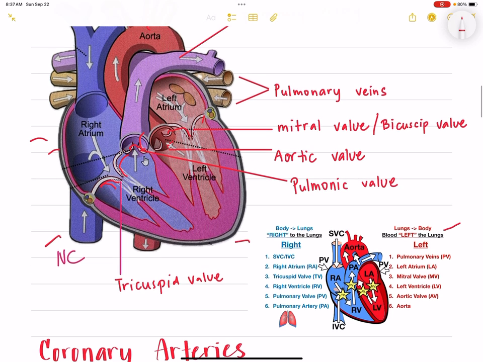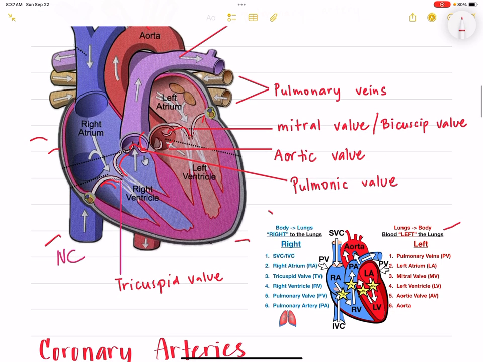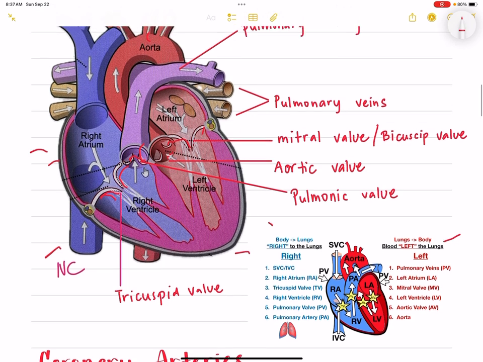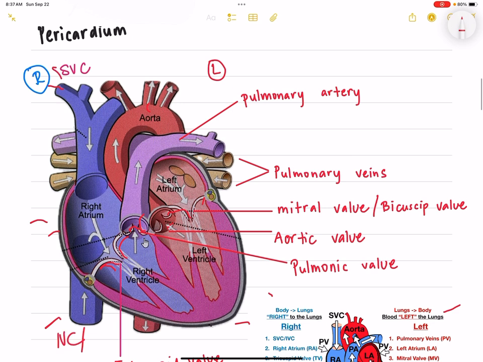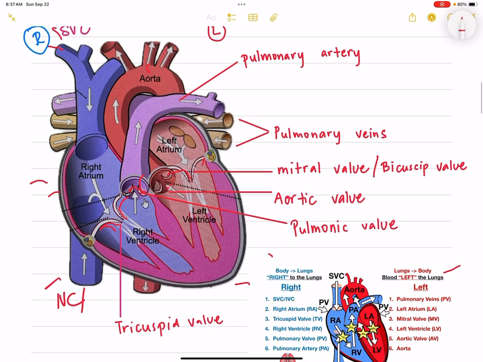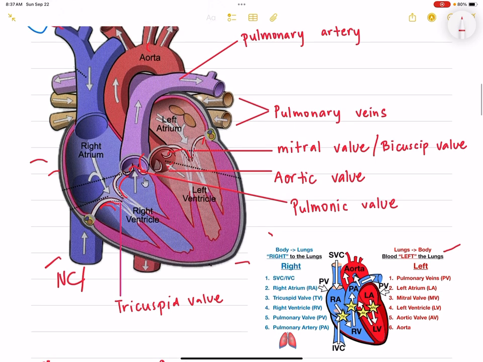Okay, so for example, here is the blood flow. We start from the deoxygenated blood, following the right side first, because the right side carries deoxygenated blood. So we start from the deoxygenated blood returning to the heart via the inferior and superior vena cava. This blood empties into the right atrium. Then it contracts, and the blood goes through the tricuspid valve into the right ventricle.